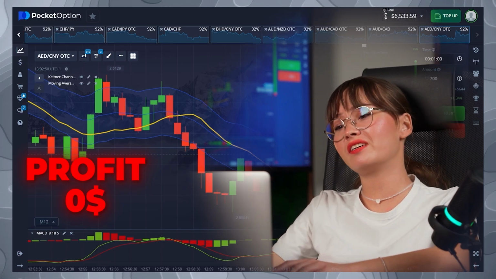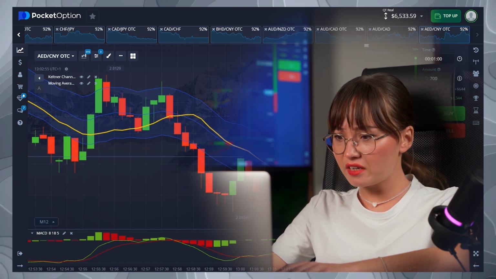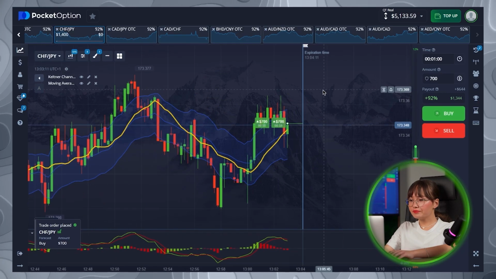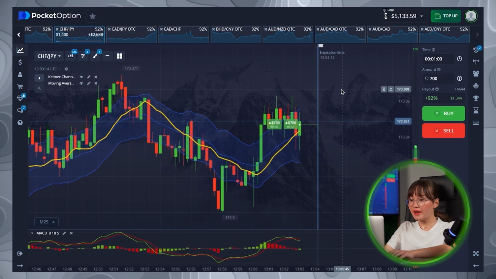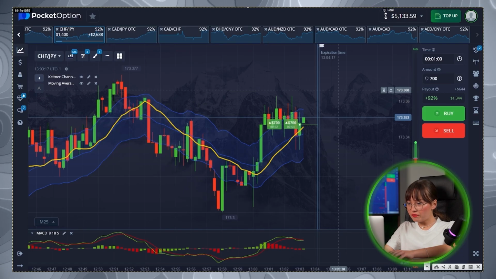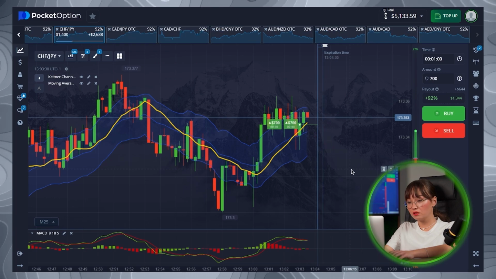But hey, no big deal. We've still got plenty of cash left. Let's bounce back to the next one. Alright, let's go big and make a double buy trade to cover the loss. We are coming up to the moving average. MACD is about the zero line. This is going to be a win for sure.